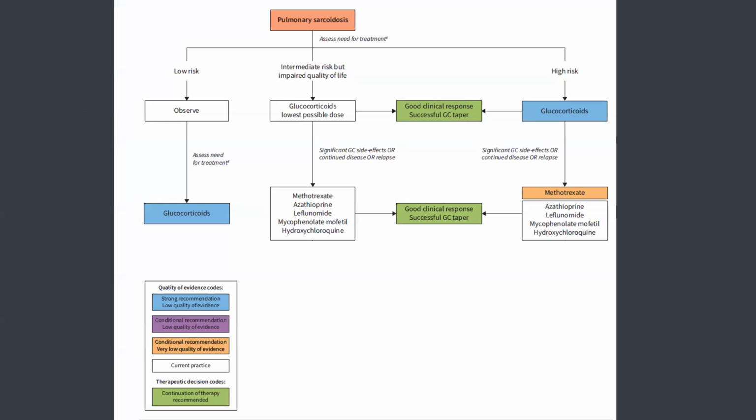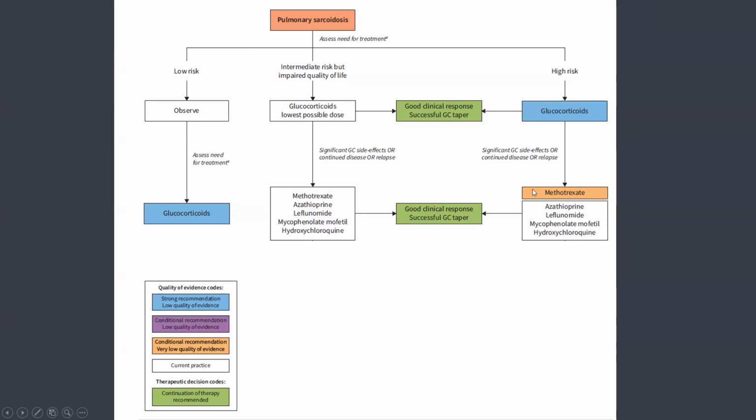And so, for the sake of time, this is just a cutout from the European Respiratory Journal and these guidelines. When we start looking at this and we see patients that are either at high risk or they're having disease relapse, there's a conditional recommendation to start methotrexate. And again, it's because we don't have robust data, but this is the data that we have.